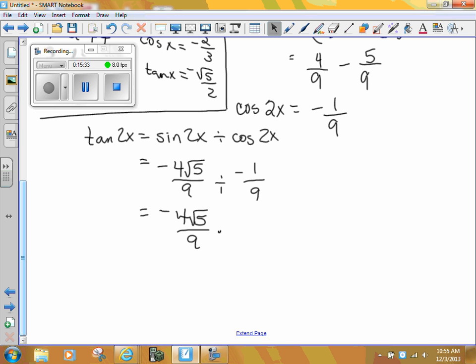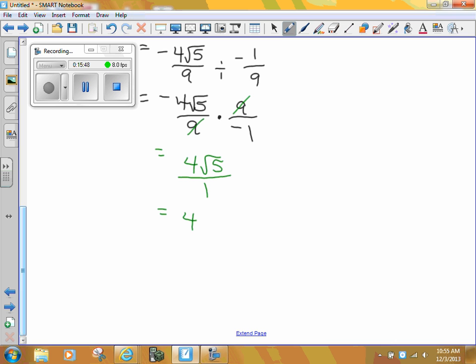Multiply by the reciprocal. My 9s cancel out. What's a negative divided by a negative? A positive. 4√5 over 1, which is 4√5. And that is the tangent of the double angle. Did anybody just for kicks use the other formula? No. Could you though? Yeah. Absolutely. Very easy. Just more of the same thing.